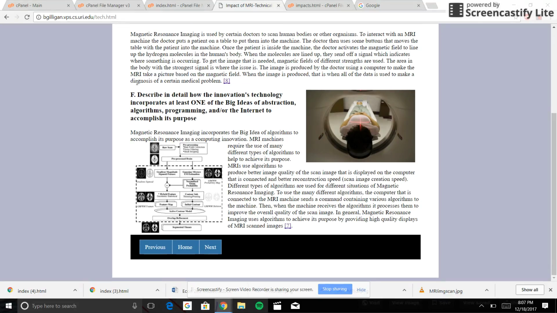And now I will describe in detail how the innovation's technology incorporates at least one of the big ideas of abstraction, algorithms, programming, and/or the internet to accomplish its purpose. MRI incorporates the big idea of algorithms to accomplish its purpose as a computing innovation.